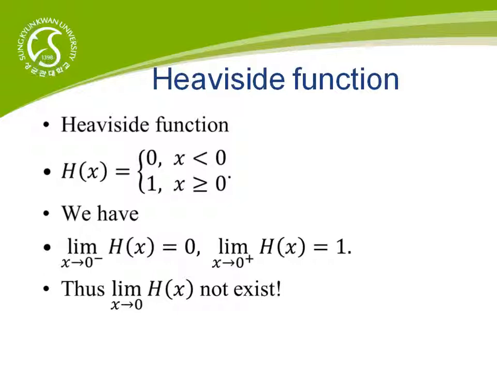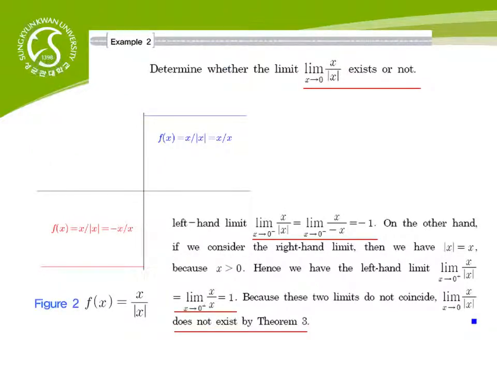So, eventually, h of x has no limit at x is equal to a. This graph shows it. This is such an example. So, this example 2 shows a similar one like this. Determine whether the limit of this function, the limit of x over absolute value of x when x goes to 0, exists or not.